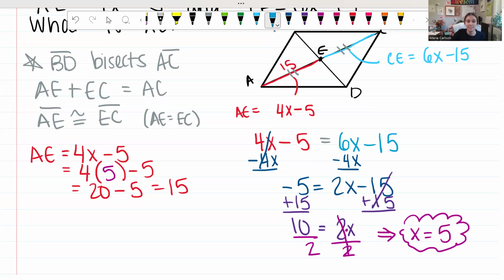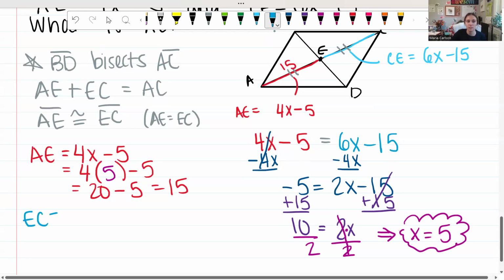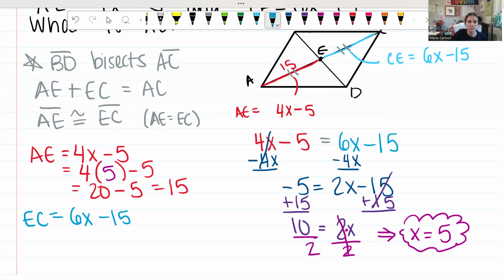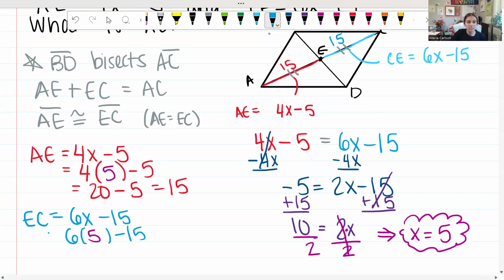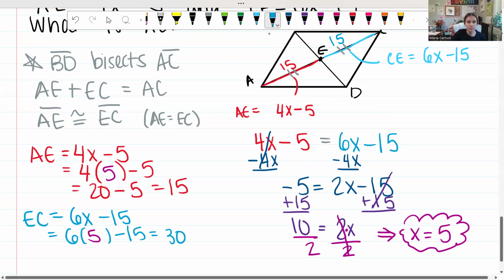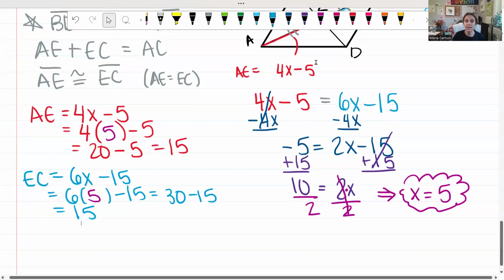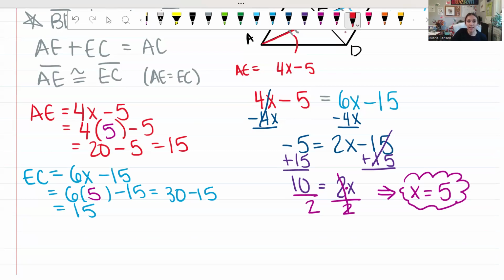It's a bisector, so they should be two equal halves, but we can check that EC or CE, however you want to label it, is 6x minus 15. When we substitute in 5 for x, so 6 times 5 minus 15, it should give us that same length of 15 units on the other side. So let's make sure. 6 times 5 is 30 minus 15, which is 15. So both of these sides are 15.